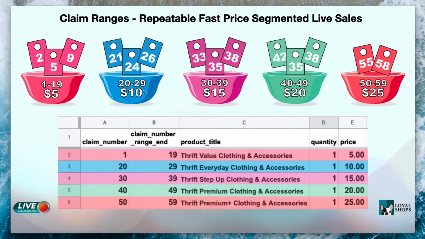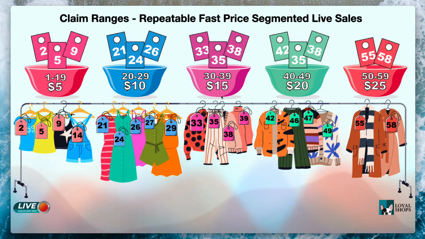Then you get to the 20 to 29. You got 20 to 29, thrift everyday clothing, whatever makes sense for you for your description, quantity 1, and those are $10. And you just go through that for whatever ranges you've got of bowls of sales tiles until you get to the end. And you've got basically 50 through 59 here. Thrift Premium Plus clothing and accessories for $25. So now what we're going to do is we've got these tiles. We've built out a spreadsheet that says that each one of these has a particular price and description.